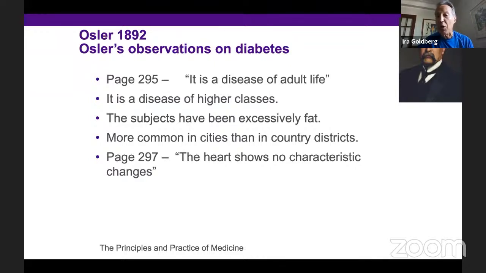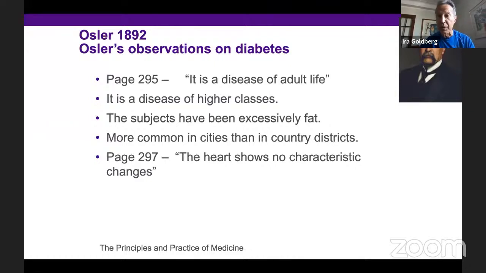What is somewhat correct is that it is a disease of adult life, but we're seeing much, much more type 2 diabetes in teenagers and young adults. And it looks like having type 2 diabetes and being a teenager is really a potent risk for cardiovascular disease. It used to be a disease of higher classes, but now actually it's the opposite. In the mid-20th century, the wealthy businessman was obese or overweight because he had access to food, as did the people that Osler saw in 1900 in Baltimore, Maryland.